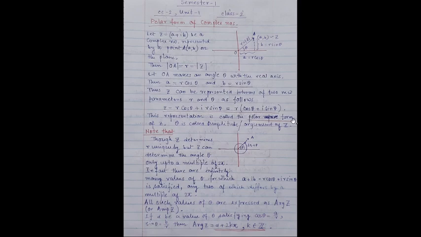Now note that we have replaced a and b by two other parameters r and theta. These are the two parameters that represent the complex number Z. So r is basically the modulus of the complex number Z, and theta is the angle that OA makes with the x-axis. This angle theta is called the argument or amplitude, and r is called the modulus. So sometimes this polar form is also called the modulus amplitude form of a complex number.